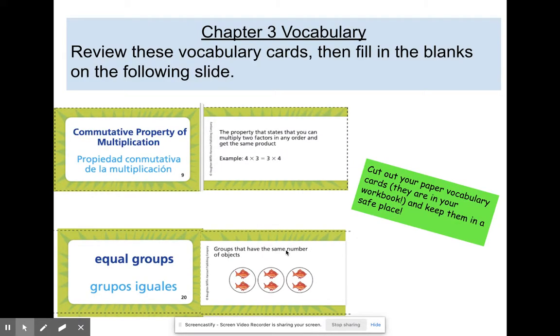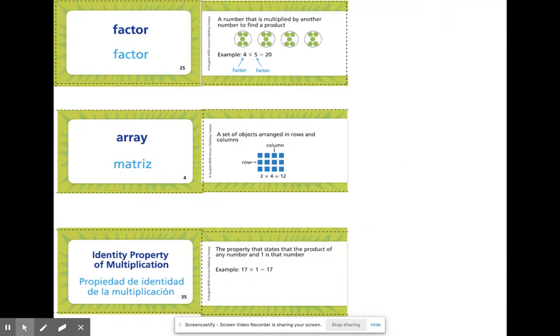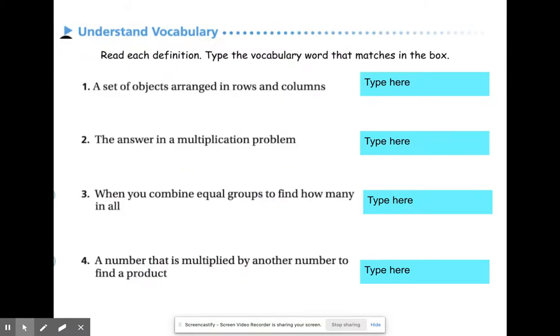These next few slides have the Chapter 3 vocabulary cards on them. Here's the vocabulary word, and the definition is attached to the side of the word. You can cut out your paper vocabulary cards from your workbook. They're on the next page from the Show What You Know page. You can cut them out and keep them in a safe place, and you can practice them a little bit today before you finish your math work. They're here for you in case you want to use these to then complete this page for us.